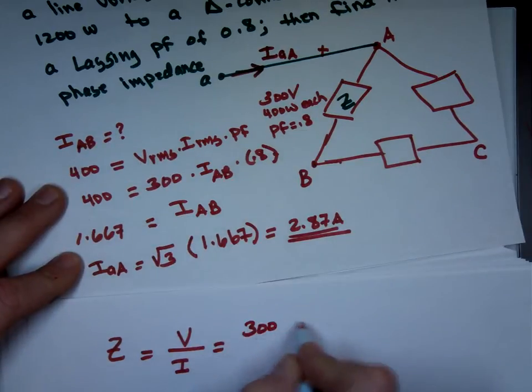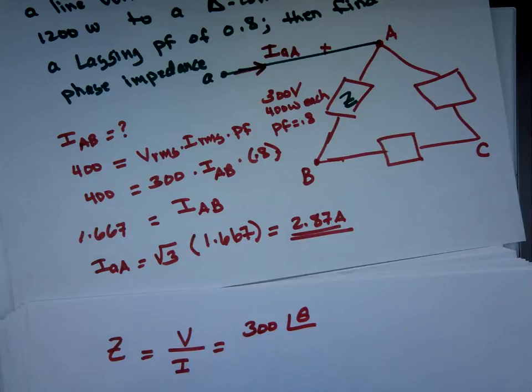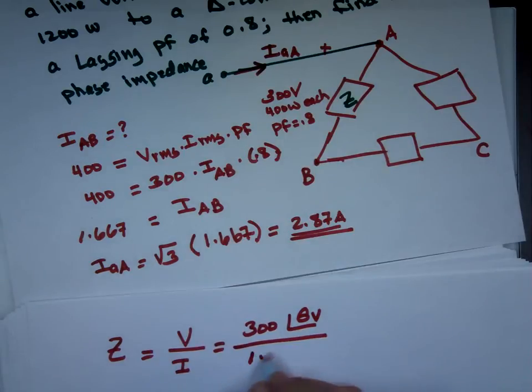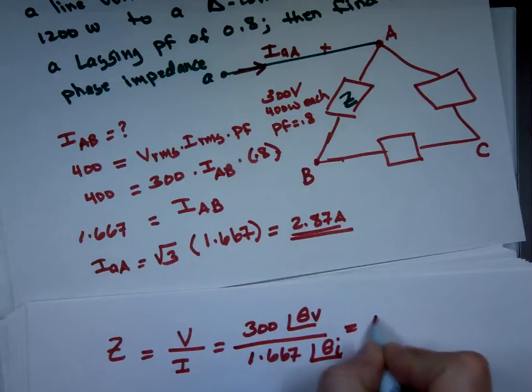We're not sure. We have no idea. We call it theta V. And what's the current through this one, A to B? 1.667, some angle we'll call theta I. What's 300 divided by 1.667? 180 roughly. Yeah, 180, and what's the angle?